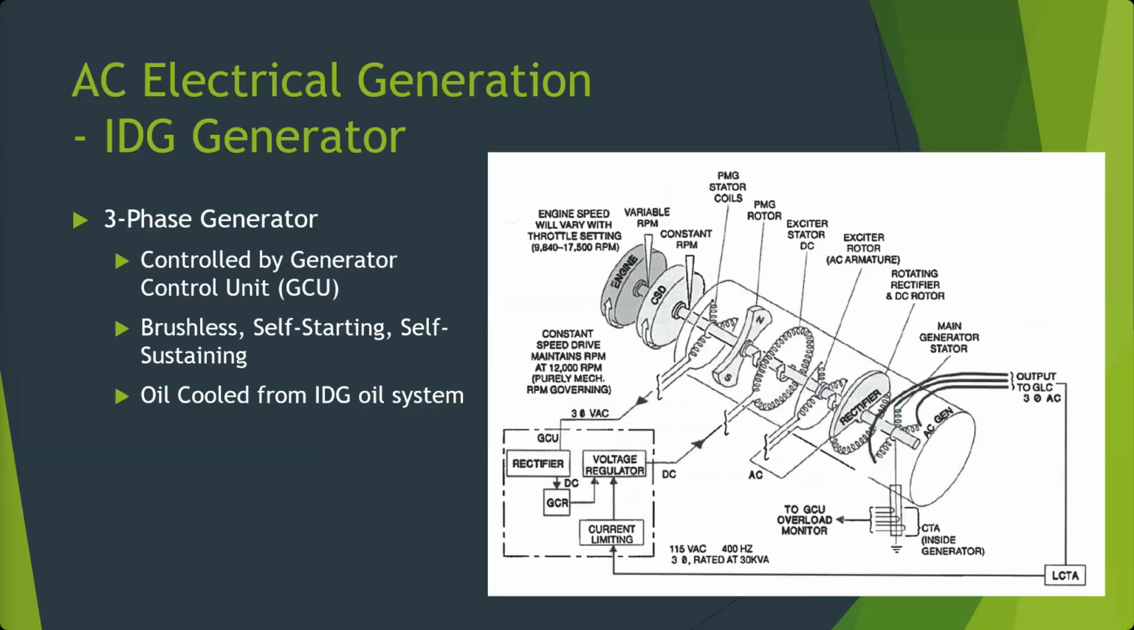Unless you're doing generator overhauls and testing, you're probably never going to get into it this deep, but it gives you an idea. We just need to understand that it's an electromagnetic generator that is controlled by our generator control unit through multiple sets of coils and electromagnets.